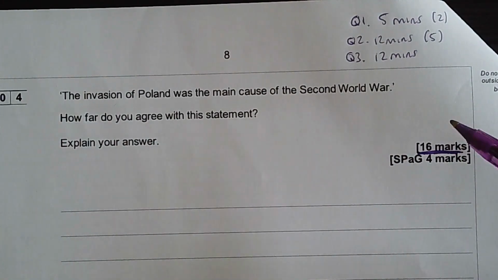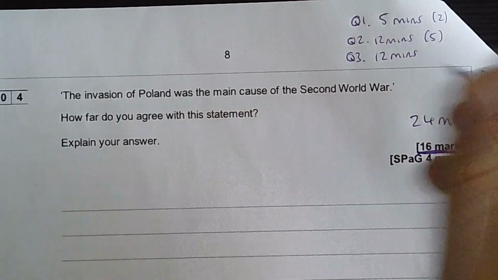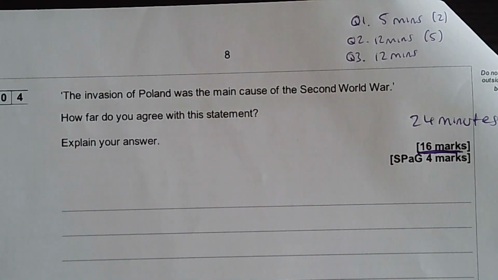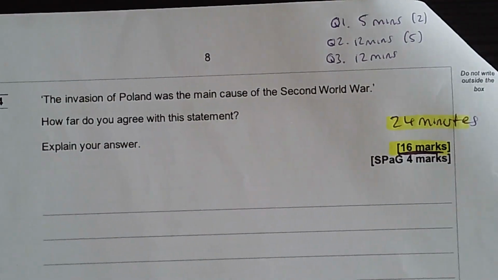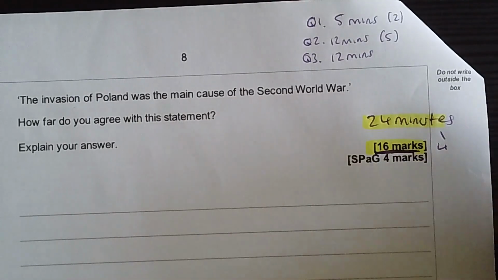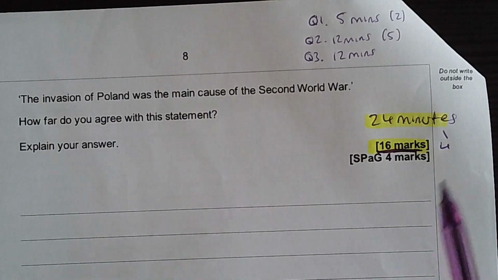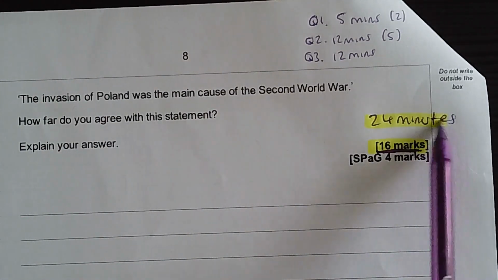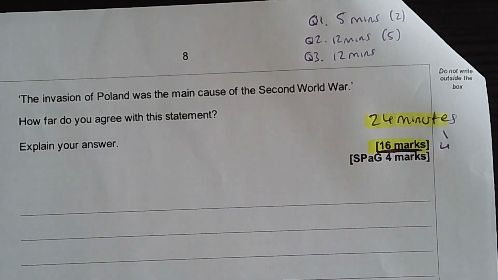So this leaves us with 24 minutes for this question. It's really important for 16 marks. You are going to spend 4 of those minutes planning the question. If you plan really quickly, then get on with writing, but you have to take the time to plan, up to 4 minutes. And then for 20 minutes you are writing. That roughly gives you around 6 minutes for each paragraph.